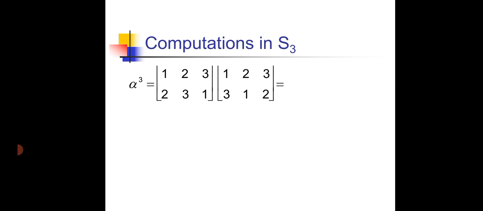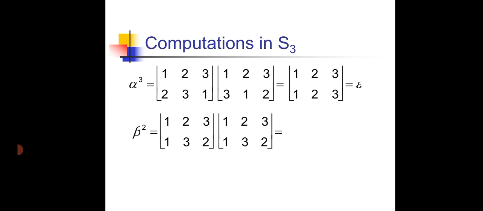Computations in symmetric group S3. So already we have found alpha square. Now we are trying for alpha cube, whether it exists in the 6 elements or not. Okay, let us find this. From the back, 1 is mapping to 3 and 3 is mapping into 1. So 1 to 1. For 2, look at the back side, 2 to 1, and 1 is mapped to 2, again identity, and 3 to 2, 2 to 3, identity. So the final result is the identity.